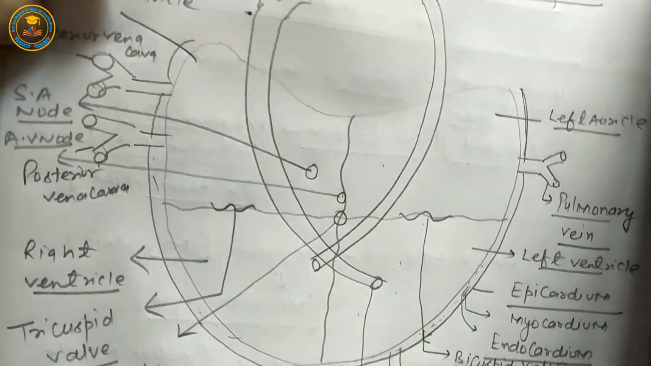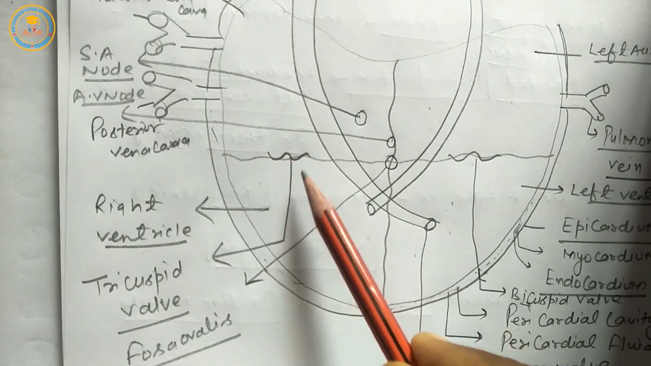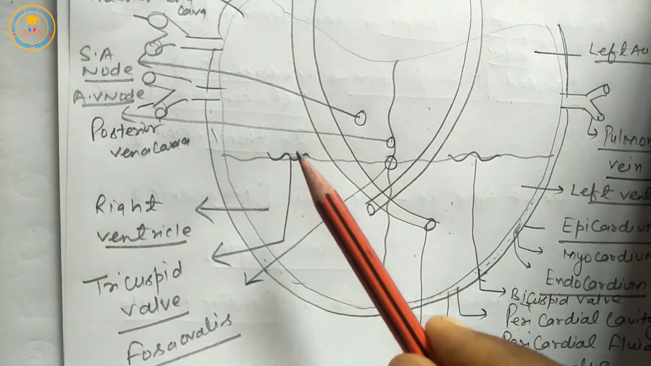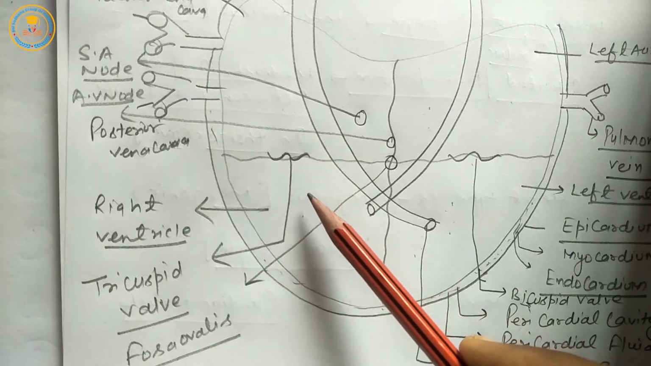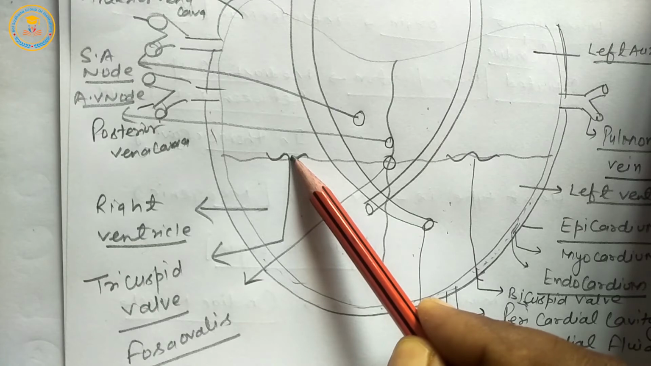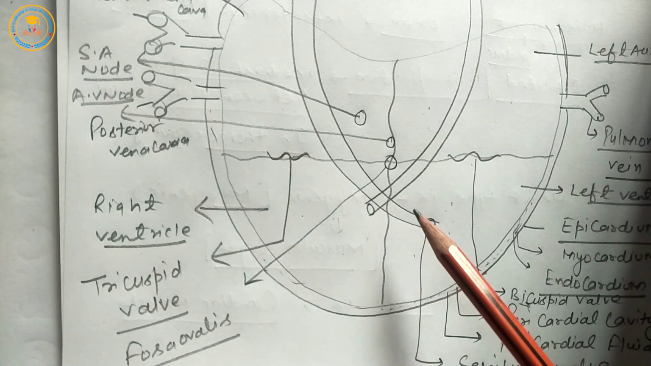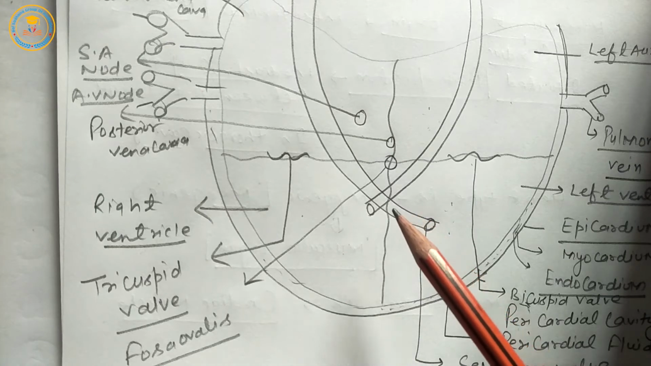Next, tricuspid valve. It is located between the right auricle and right ventricle. Right auricle blood enters the right ventricle through the tricuspid valve. Next, semilunar valve. The number of semilunar valves is 3.